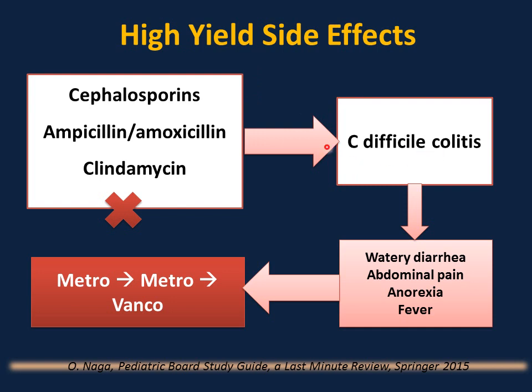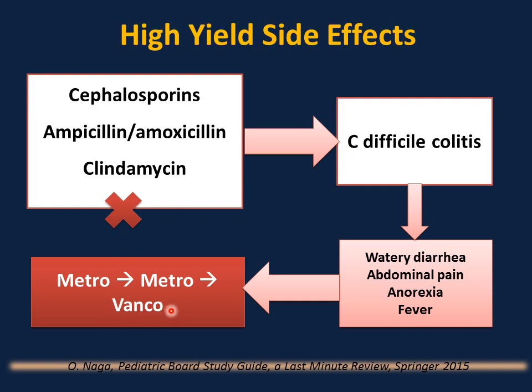Very important complication of antibiotics to consider is C. difficile colitis. Can occur with cephalosporins, ampicillin, amoxicillin, clindamycin, and other antibiotics. The presentation can be just only watery diarrhea. It's not necessary to be bloody, but can be bloody as well. Abdominal pain, this is if the case is more severe and especially with tenderness, anorexia, fever. And in this case, you will discontinue the offending agent, the antibiotic, and you will give metronidazole. Second relapse, you give metronidazole again because the resistance to cephalosporins with metronidazole is low.